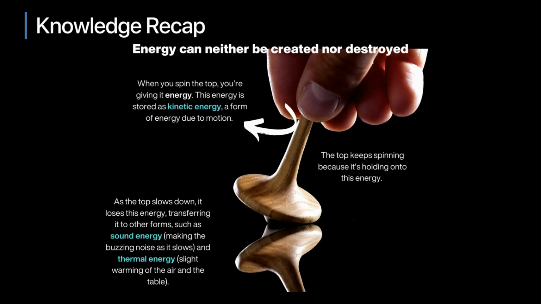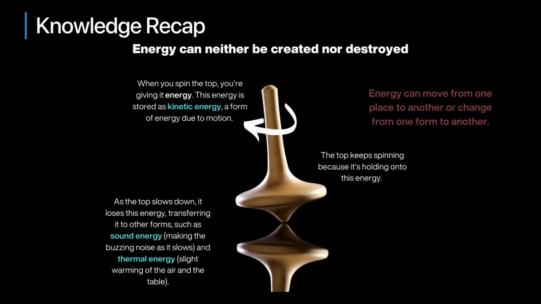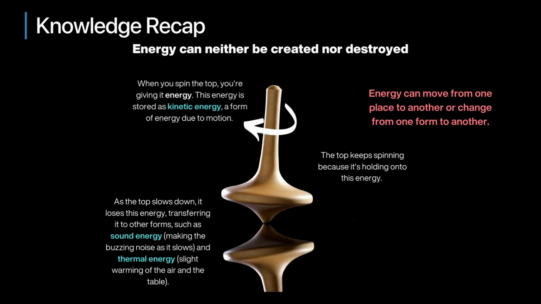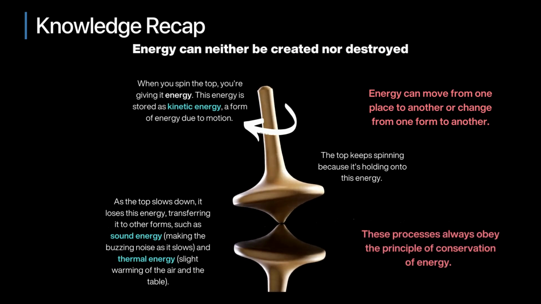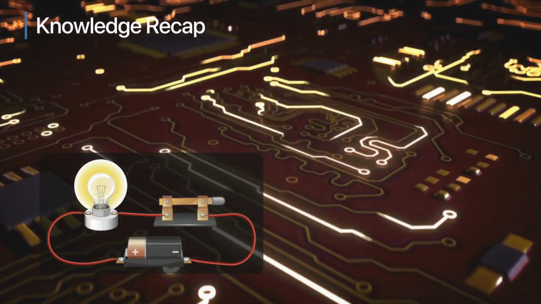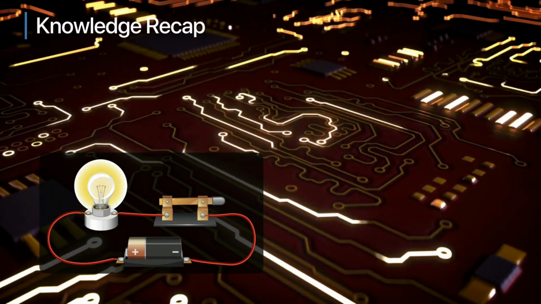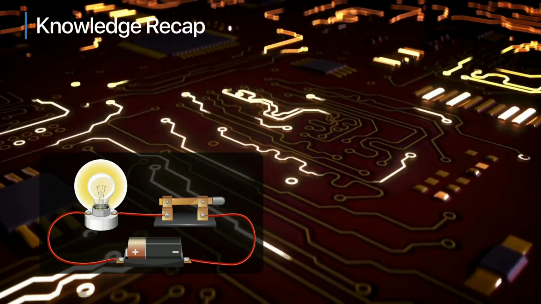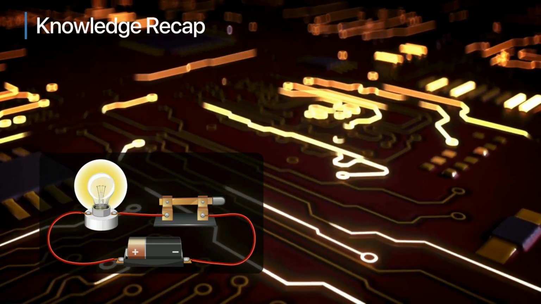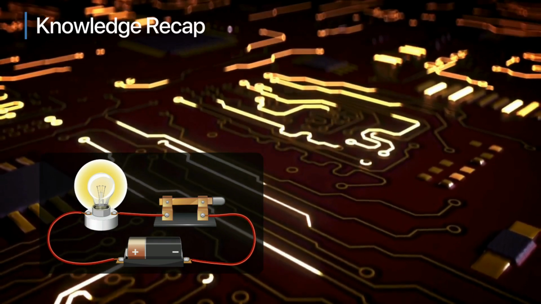In our previous lesson, we explored the concept of energy transfer, understanding that energy can move from one place to another or change from one form to another. These processes always obey the principle of conservation of energy. By now examining how energy is transferred through electrical circuits, we will deepen our knowledge of how energy is used to perform practical tasks in everyday life, further enhancing our understanding of energy transformations.